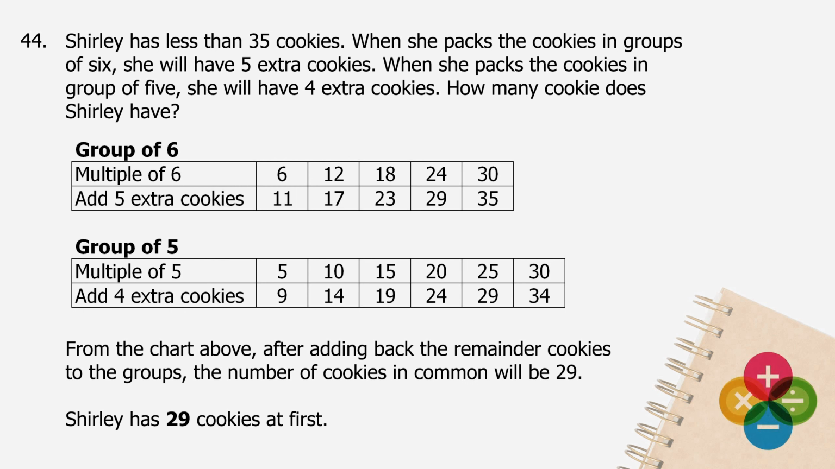In the group of 6, the cookies will be charted in the multiples of 6. We will add the remainder 5 cookies to the multiple to get the number of cookies at first. In the group of 5, the cookies will be charted in the multiples of 5. We will add the remainder 4 cookies to the multiple to get the number of cookies at first. From the chart, after adding back the remainder cookies to the groups, the number of cookies in common will be 29. Shirley has 29 cookies at first.